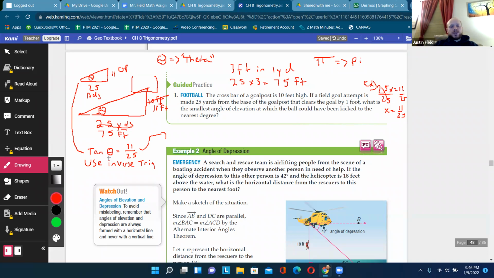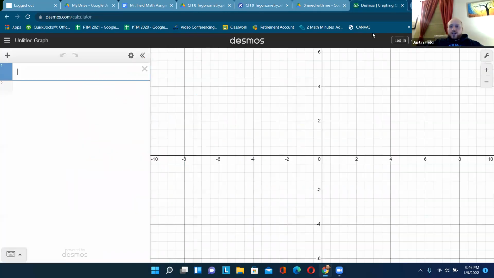Well, you can't divide both sides by tangent because we're not multiplying tangent and theta together. This is a new operation, trigonometry. So what we do is we take the tan inverse of both sides, and that undoes tangent. And then on the other side, we have tan inverse of 11/25. Okay, so now we're going to go to Desmos.